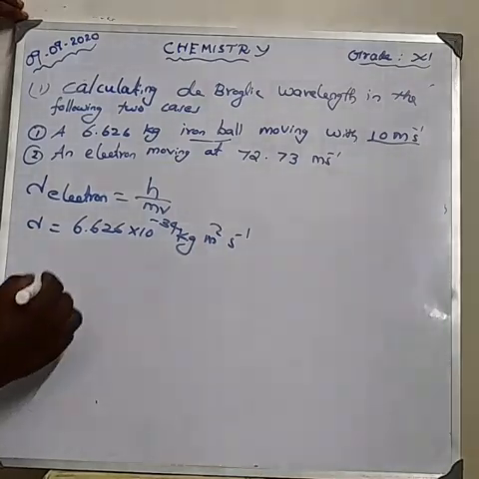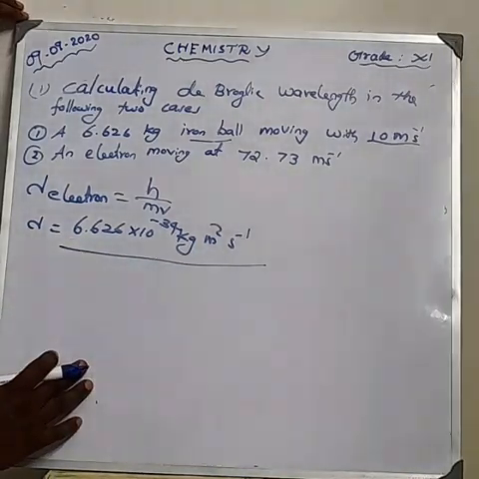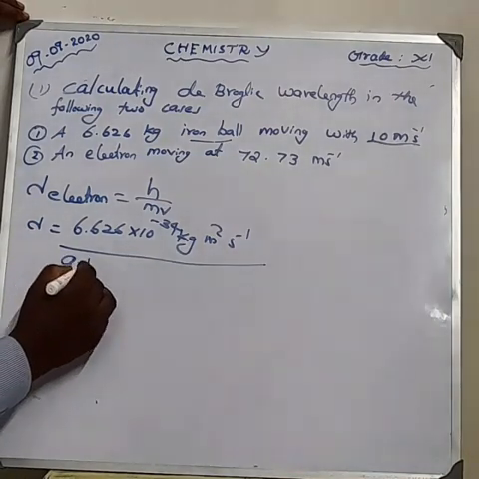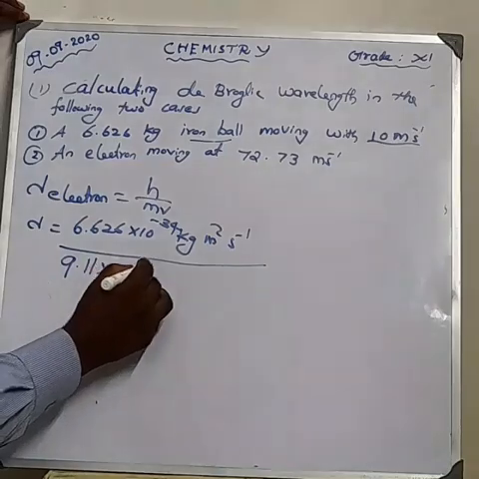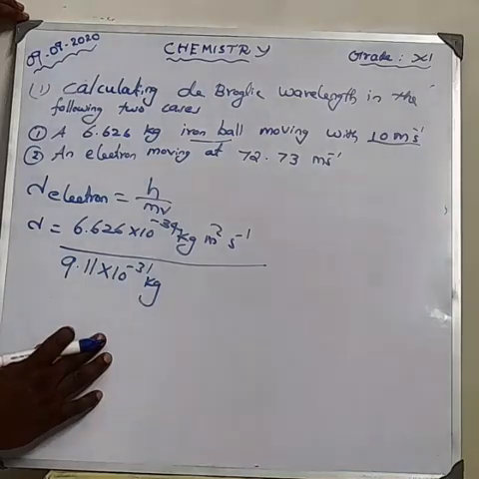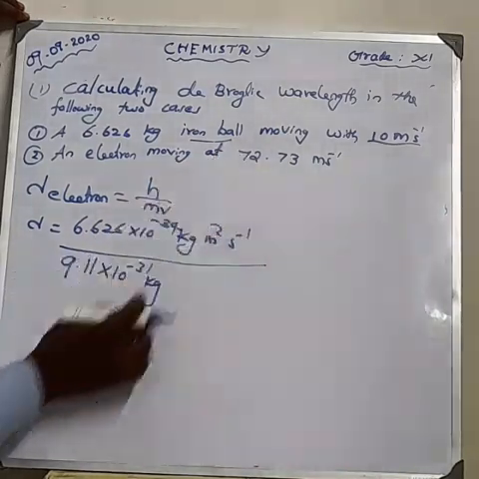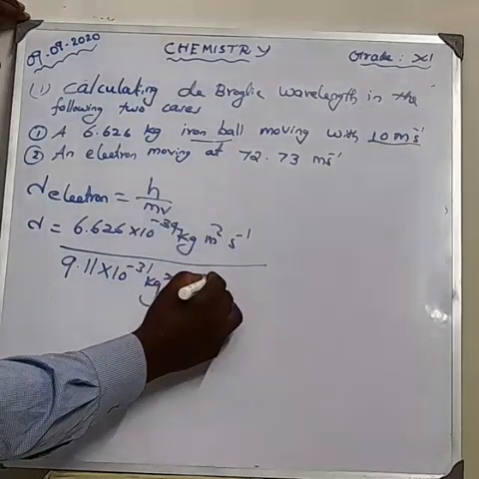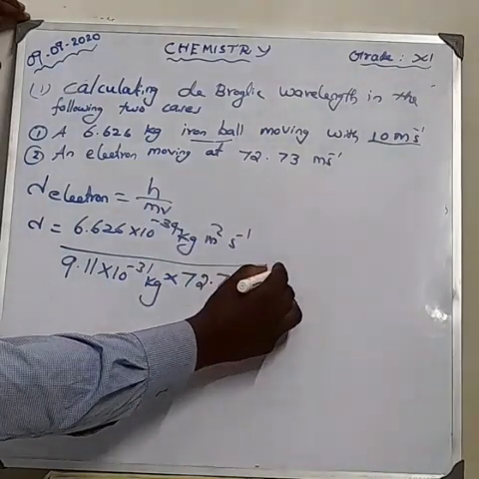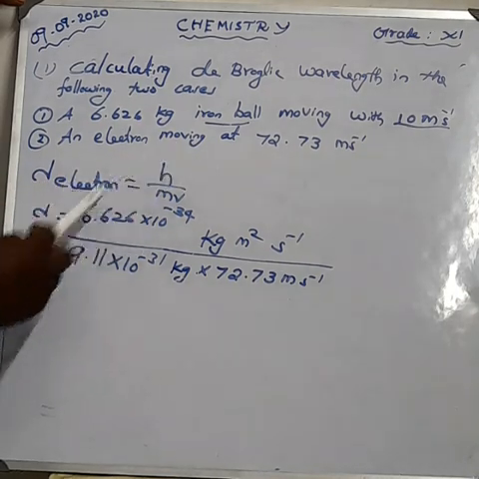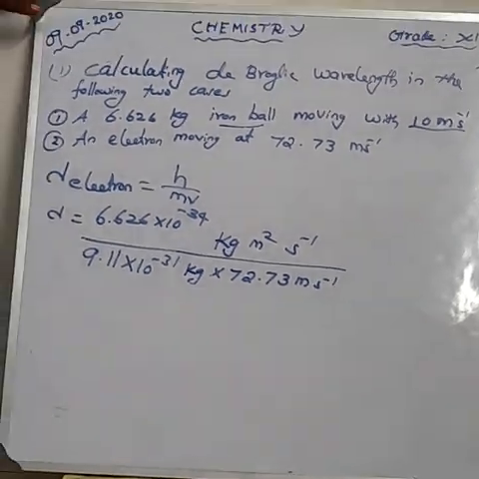Divided by the mass, which we should also learn: 9.11 into 10 raised to minus 31 kilogram, into the velocity. With the velocity, how much value? 72.73 meter per second. Second step, we are going to calculate for an electron moving at 72.73 meter per second.